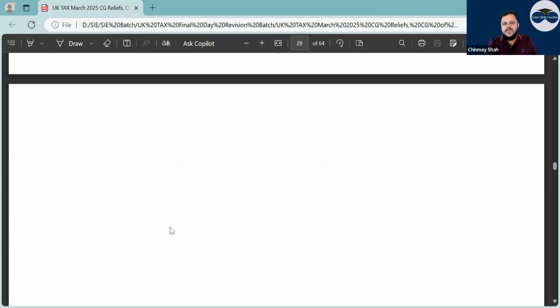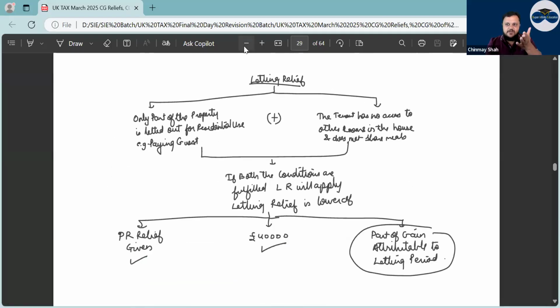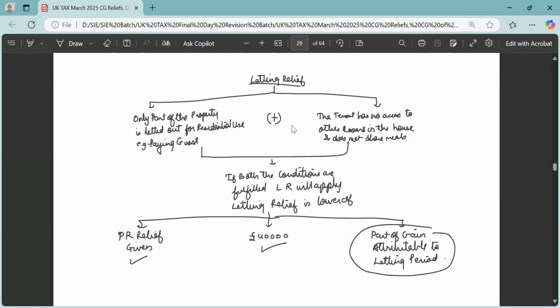And tell me, what will be the tax rate on this sale? The sale that you do of residential property, what will be the tax rate? 18% and 28%.